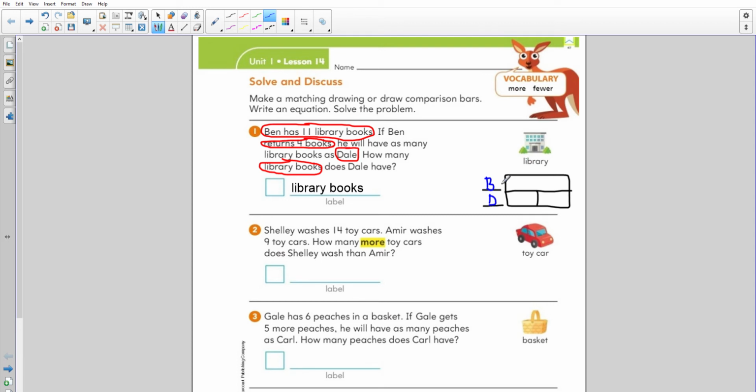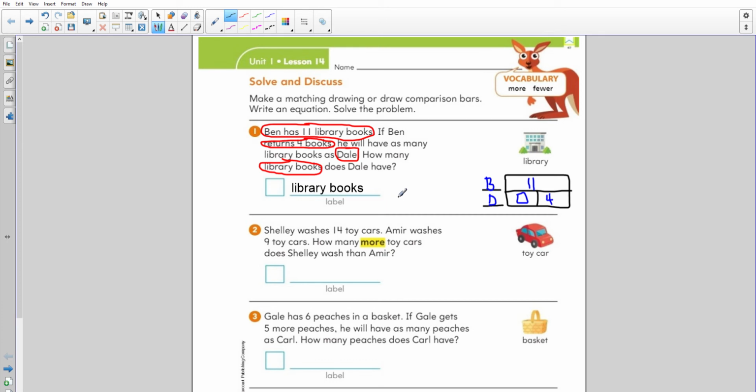Now that I have the people in the right place, I go back to ask this question. Do I know how many Ben has? If I look back, I do. He has 11. Now I need to look. Do I know how many Dale has? No, it doesn't say Dale has 4. It says Ben returned 4. So what I don't know is how many Dale has. That second number 4 will go over here because it's going to help me understand that if Ben did give 4 back to the library, he'd have the same as what Dale has now.